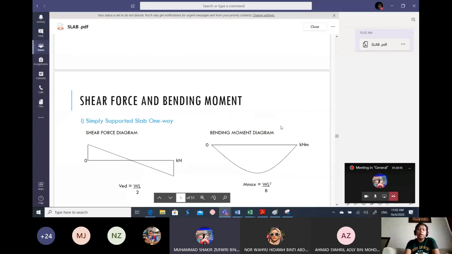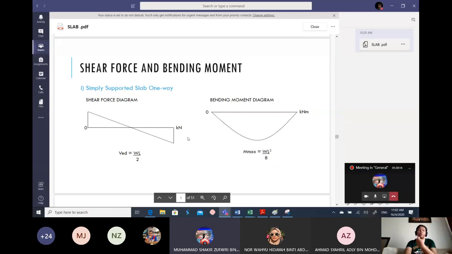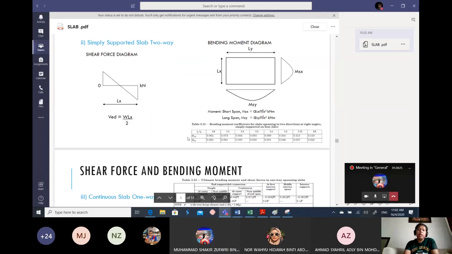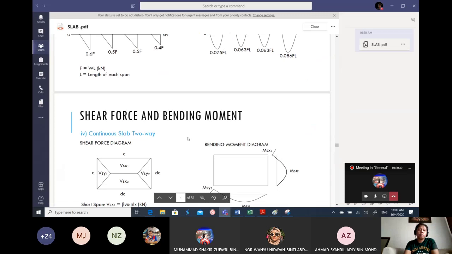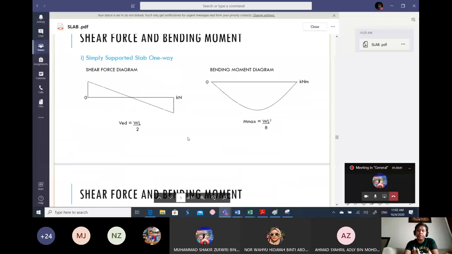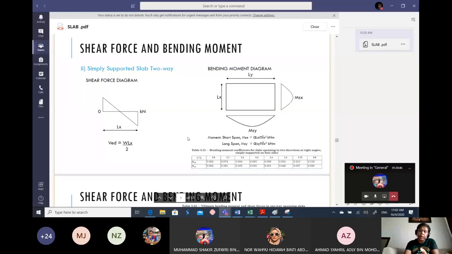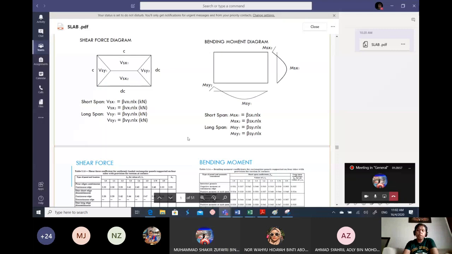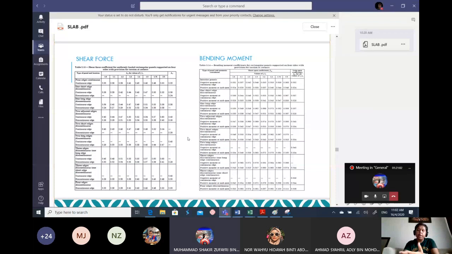Okay, here I'm also sharing the shape of the shear force and also bending moment for each of the cases of the slab. Simply supported one-way slab, simply supported slab two-way, and then simply supported continuous slab one-way and also continuous slab untuk two-way. Jangan tak tahulah macam mana nak draw the shear force and also bending moment. Saya dah prepare all those notes for you to refer and understand how to draw the shear force and also bending moment for each case. Jangan confuse. Kalau ada masalah, tanya. Nanti further explanation on the shear force and also bending moment, I will explain dalam example.